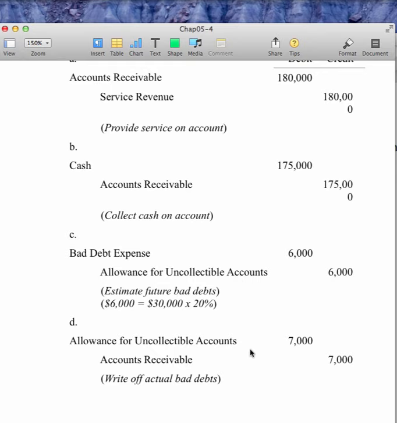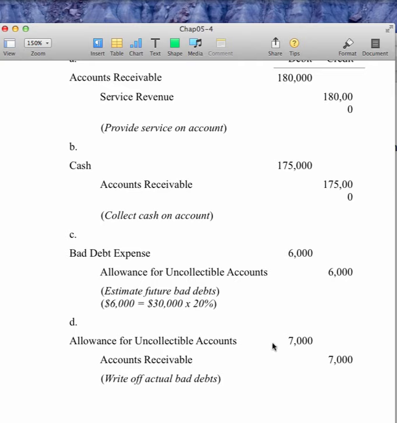And in 2013, the company writes off actual bad debt of $7,000. When you write off actual bad debt, of course, you credit accounts receivable, lowering it, because that account no longer exists. And then you use the allowance account to write it off. So notice that you have $6,000 here.